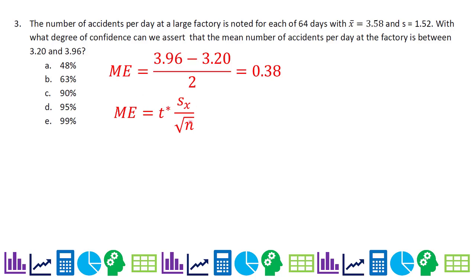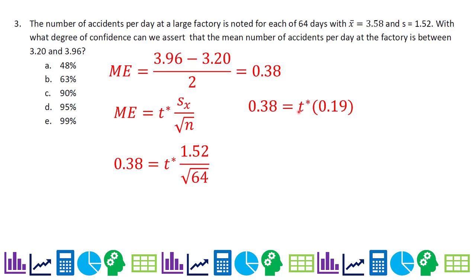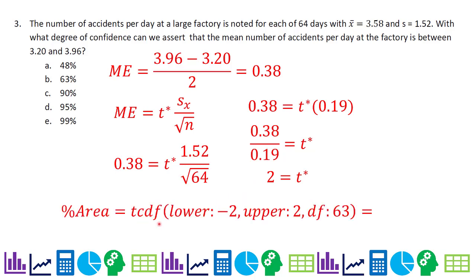Now we also are going to go back to this margin of error formula, which is also the critical value times the standard error for the sample. We know that the margin of error is 0.38, and I know the sample standard deviation is 1.52, and the sample size is 64, so we take the square root of 64, and we get 0.38 equals the critical value times 0.19. Divide both sides by 0.19, and we get 2 as the critical value. So we're going to go ahead and practice this on the calculator using tcdf.